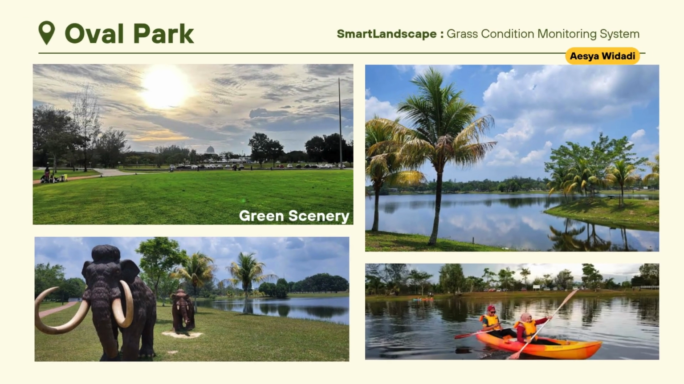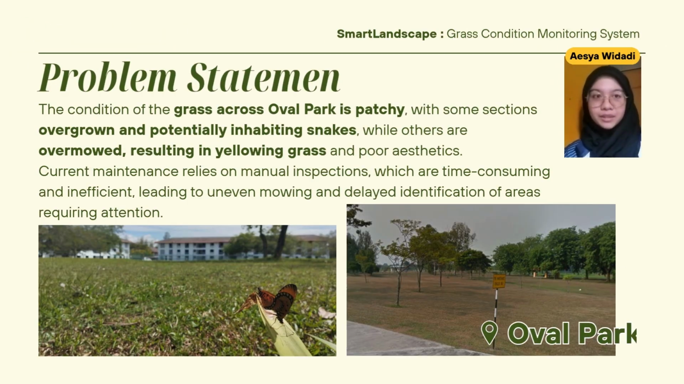A person may come to Oval Park expecting a nice jog around the beautiful green campus. However, the plans were interrupted as they see the patchy grass where some areas are way too long, possibly inhabiting snakes, whereas there are other areas that are way too short and yellowy and it ruins the aesthetics.